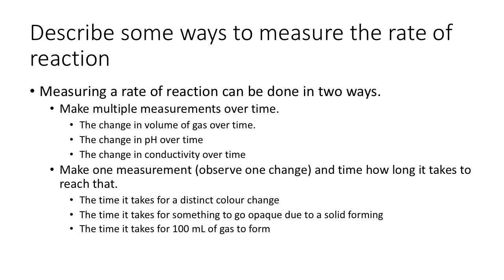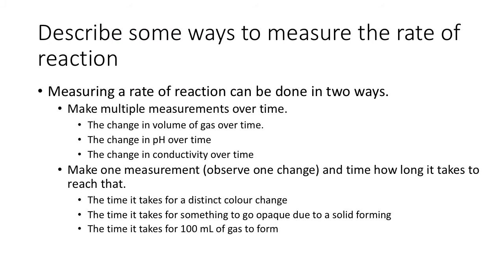What are some ways then to measure the rate of reaction? This is talking about quantitative data. Measuring the rate of reaction can be done in a number of ways. You can make multiple measurements over time. You check how much gas is produced at 20 seconds, at 30 seconds, at 40 seconds, at 50 seconds, and so on, so you see the change in volume of gas over time. You can see the change in pH over time: what's the pH at time 10, at time 20, at time 30?